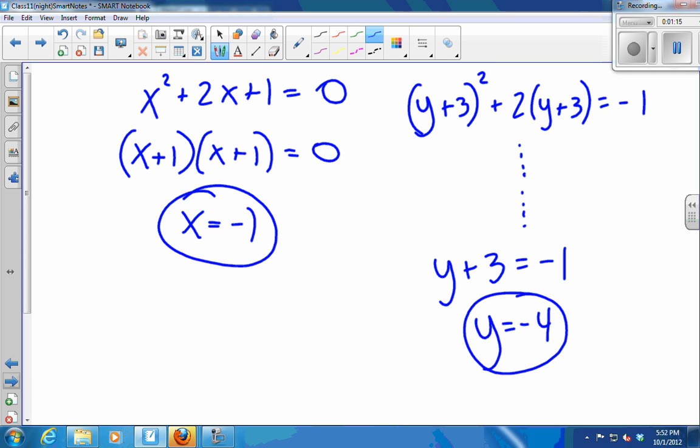So I can exploit the fact that this equation, this y plus 3 squared plus 2 times y plus 3 equals -1, is a quadratic that's very similar to an easier equation. Solve the easier one, then make a slight adjustment for the y plus 3.